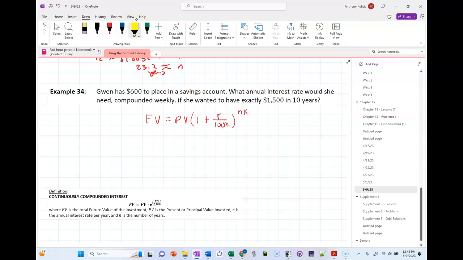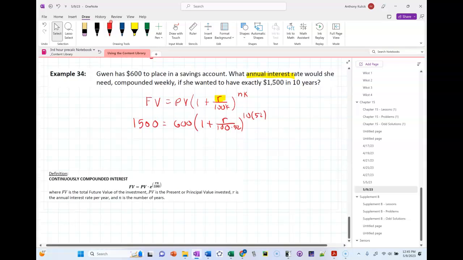What parameter are we solving for? Yep. So the annual interest rate is what we're solving for. So we're looking for R. So we need to fill in the other values. What should our future value be? 1,500. Excellent. And the present value? 600. Great. And then R is our variable. What's our K? 52, because it said compounded weekly. That's good. And then our N is 10.